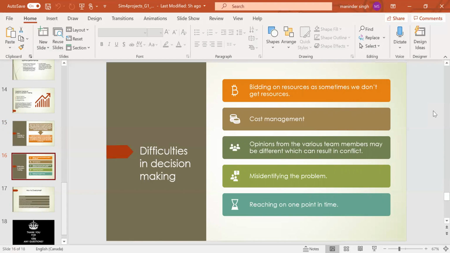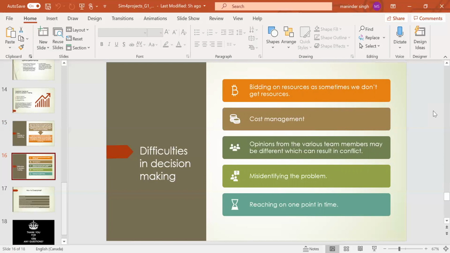I would like to talk about the difficulties we faced during the decision making process. First of all, we had difficulties while bidding on resources, because we were not able to get some of the resources in the bidding process. The next difficulty was cost management, because we were working for the first time, and it was very difficult to manage the cost. Though we were able to achieve second rank and manage the cost well enough, it was still quite difficult.